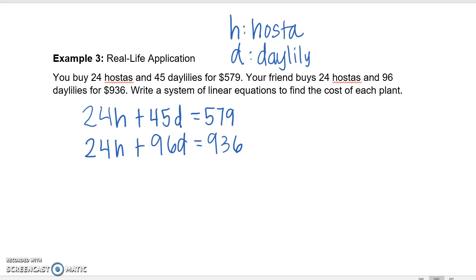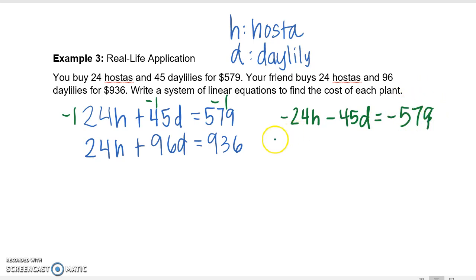So I'm going to multiply the first equation by -1. Notice I write it 3 times so that I can see it. So negative 24h minus 45d equals negative 579. Now, I'm going to add that to the other equation that didn't have to change. 24h plus 96d equals 936.